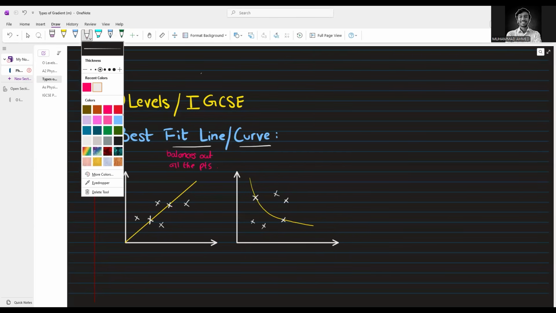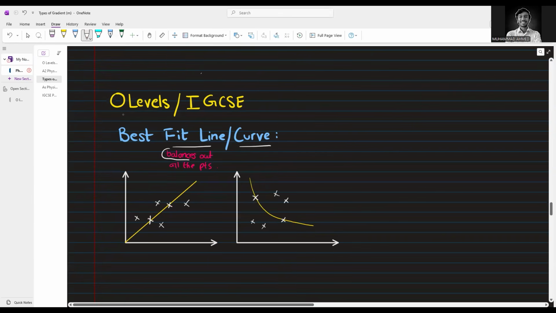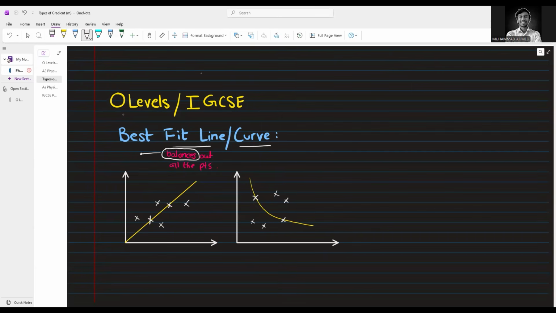Sir, what do you mean by balancing out all the points? Balancing का मतलब ये होता है कि a best fit line is such a line that has same number of points above and below. बेस्ट फिट लाइन इस तरह की लाइन है जिसके ऊपर सेम नंबर ऑफ पॉइंट्स above and below है. सर what do you mean by that? Let's say this is a best fit line. It will have 2 points above, 2 points below.